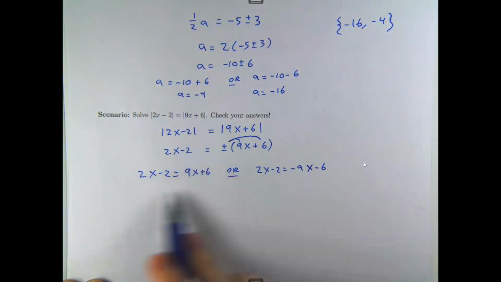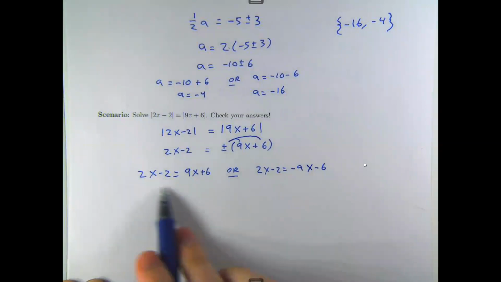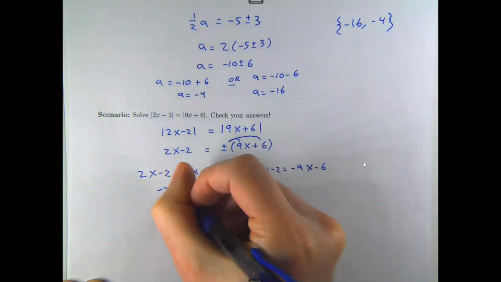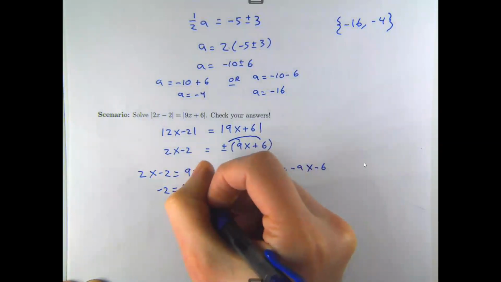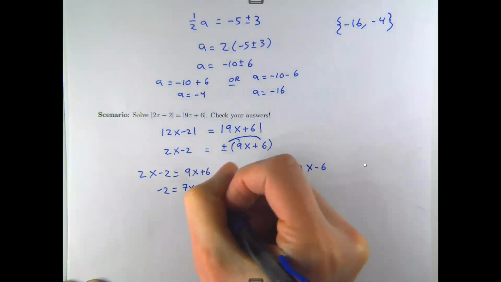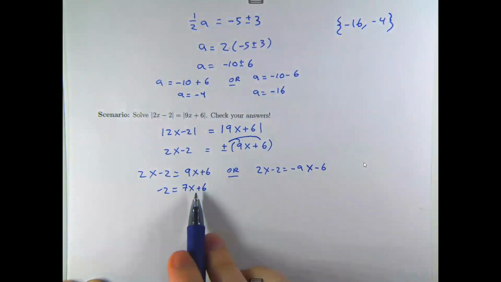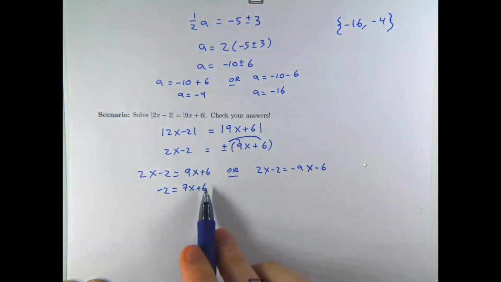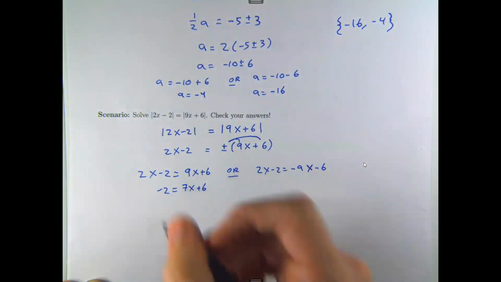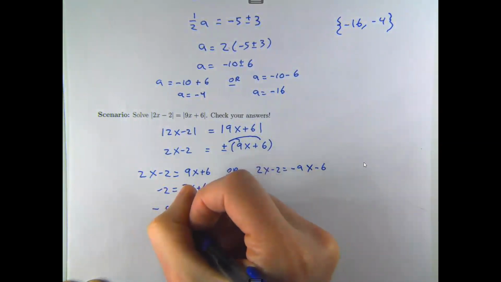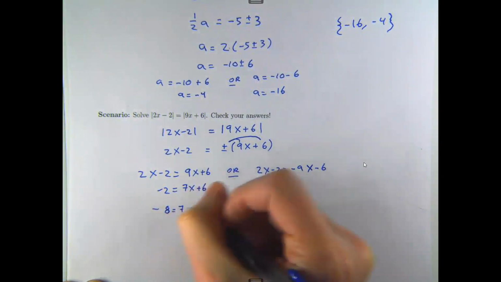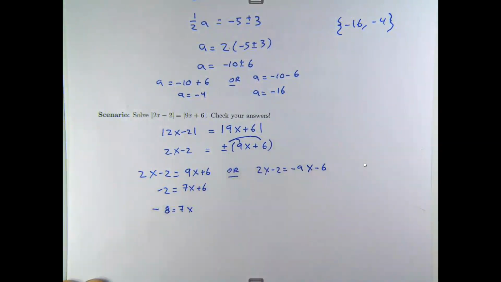If I'm solving this one here, I can subtract this 2x over. 9 take away 2 is going to give me 7x. If I want to get rid of this plus 6 that I have on this side, I can subtract that over. Just like that. And now to get x on its own, I'm going to go ahead and divide both sides by 7.